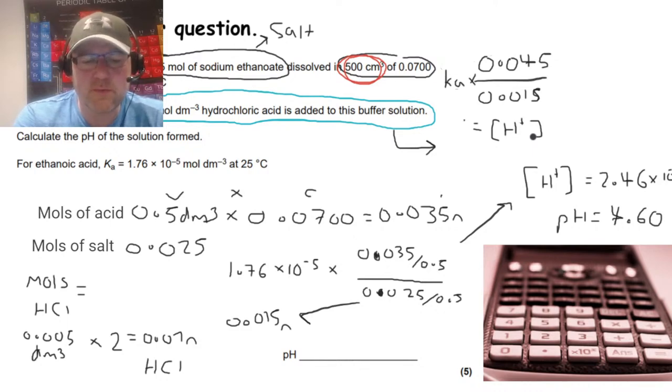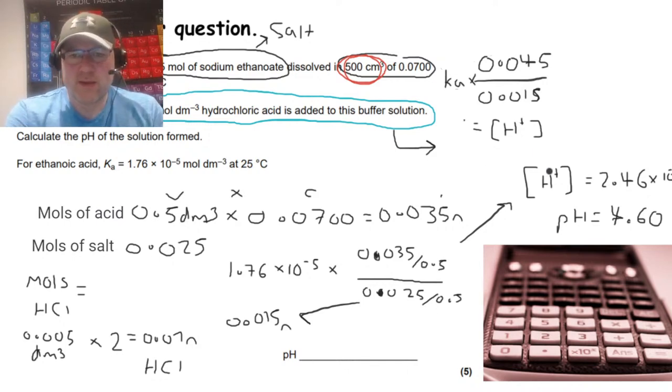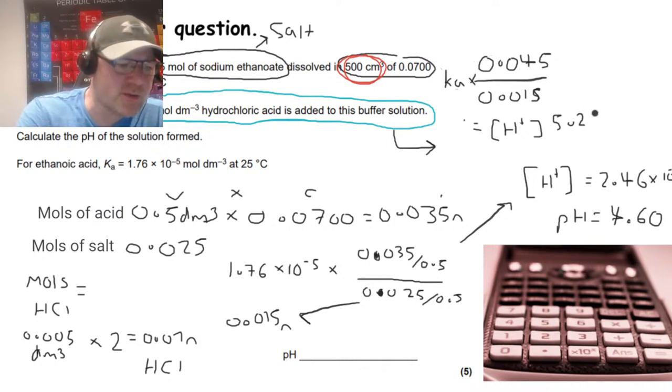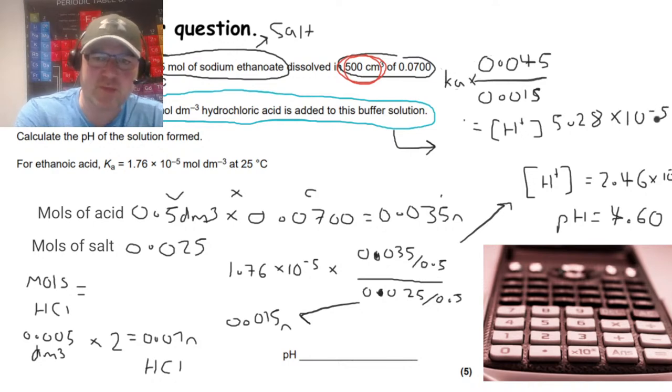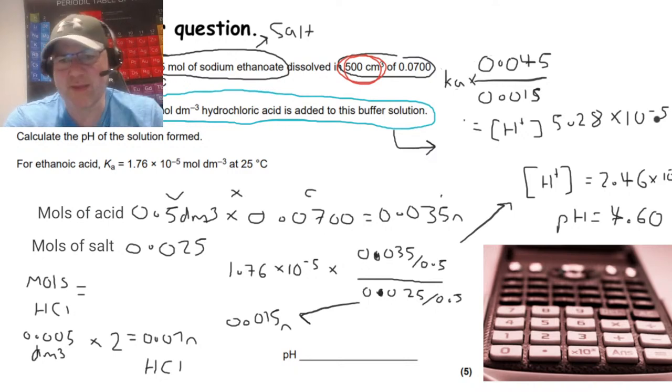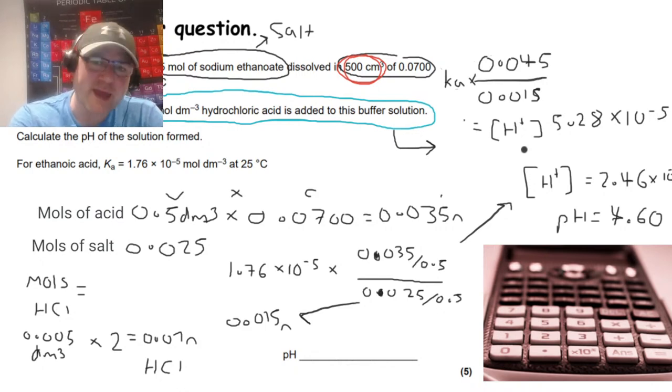Hold on. Sometimes I don't trust my calculator. Okay, let's multiply that by 1.76 times 10 to the minus 5. Now, according to this, I get 5.28 times 10 to the minus 5. I'm not sure about that, sometimes I have no faith in my calculator, but it makes perfect sense when we get the answer.